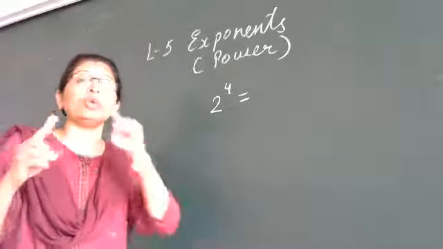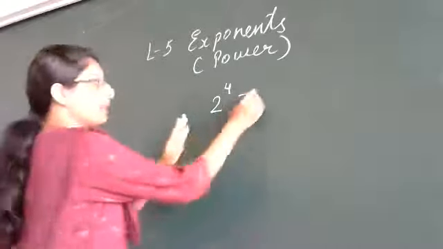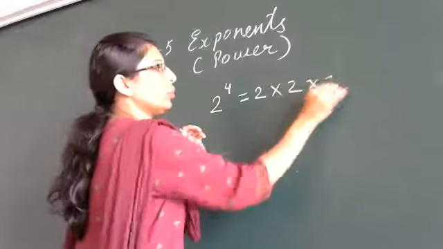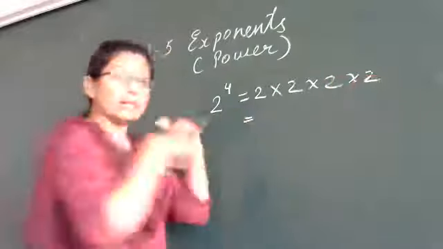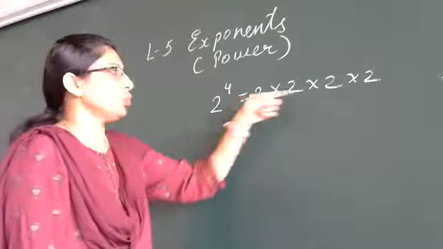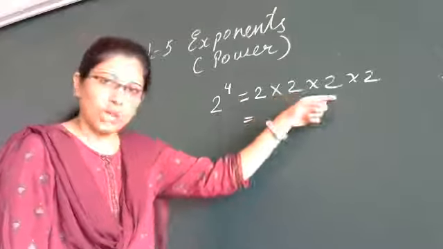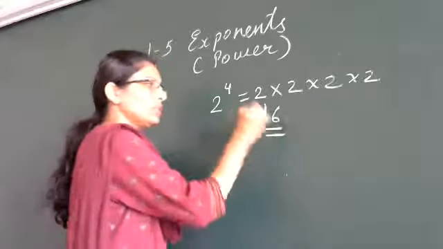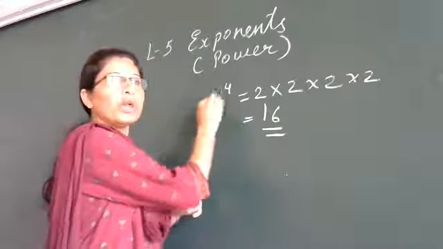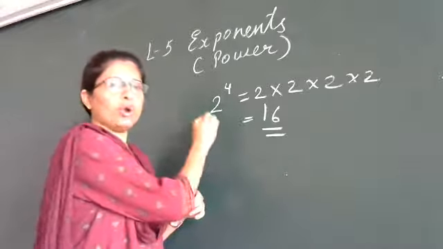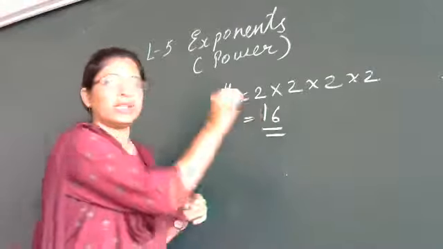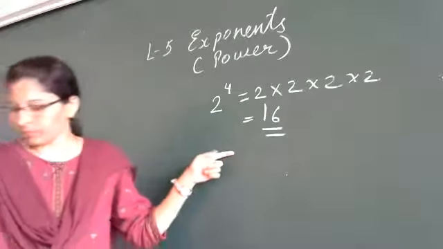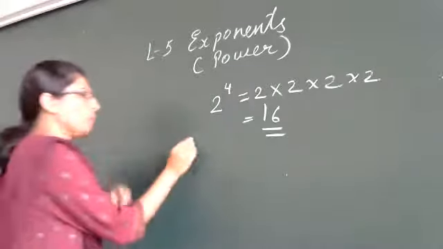Here the meaning of this is what? We are multiplying 2, 4 times. That means first you have to write it as 2 into 2 into 2 into 2. After that you have to multiply. 2 twos are 4, 4 twos are 8, 8 twos are 16. Yes, so this is the value of 2 raised to 4. The value of 2 raised to 4 is 16. Understood how to find the value? Yes, ma'am.